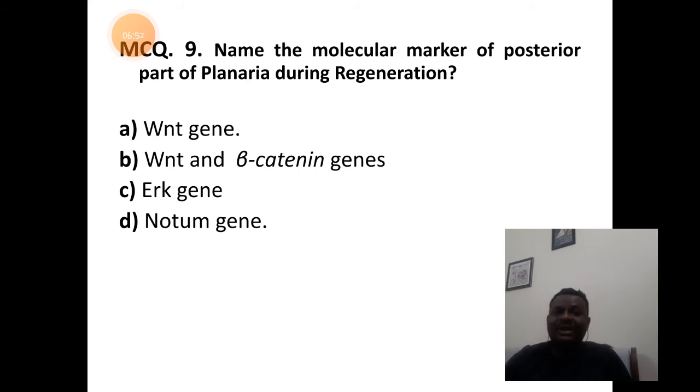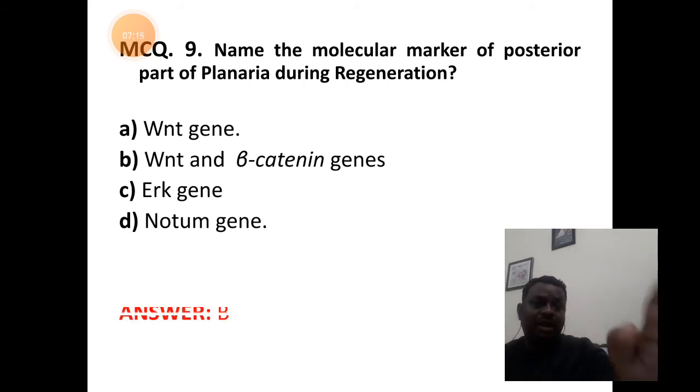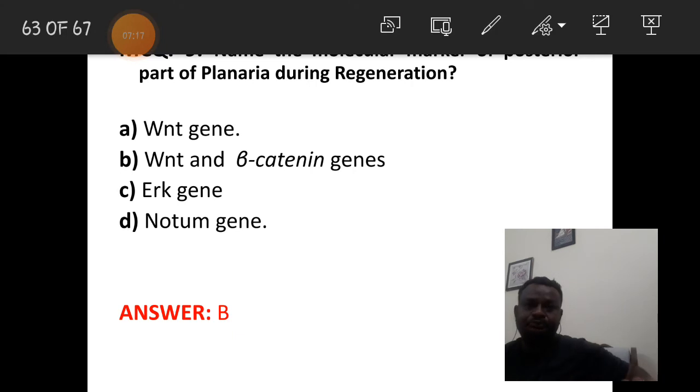Question 9. Name the molecular marker refers to a gene of posterior part of Planaria during regeneration. At posterior side, which are the genes that are there? It is WNT and beta catenin genes. No doubt beta catenin genes are there acting specially, but under the influence of WNT gene. So the appropriate answer would be B.